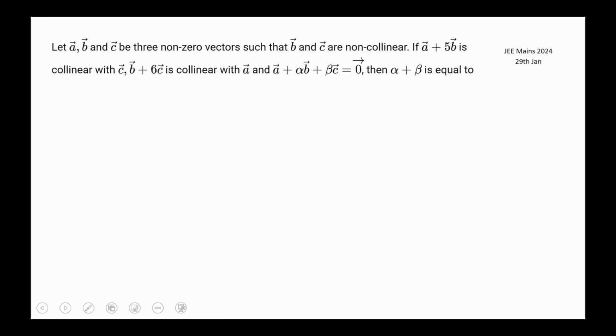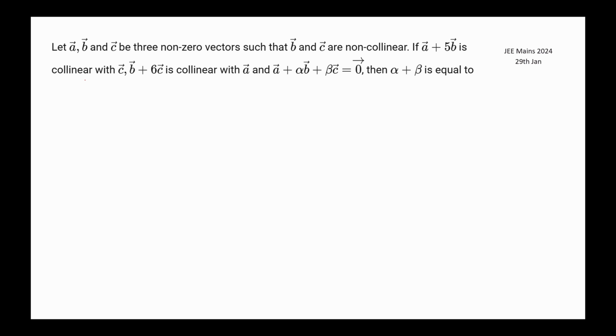Let's look at another question. What has been given here is that A, B, C are 3 non-zero vectors such that B and C are non-collinear. Now A plus 5B is collinear with C, B plus 6C is collinear with A. Then we have to find out the value of A vector plus alpha B vector plus beta C vector. This is 0, I mean we have to find out the value of alpha and beta basically.